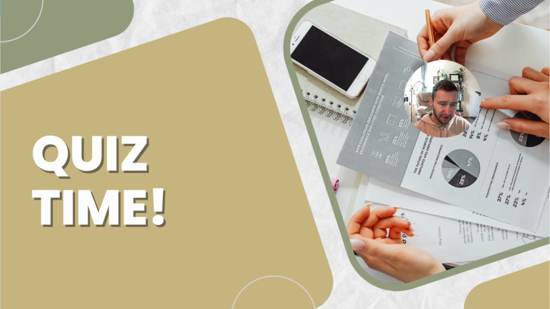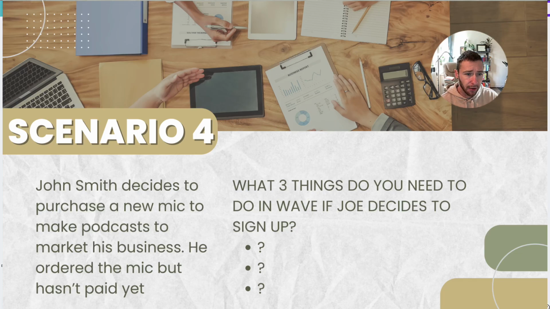Okay, so it's time for another quiz. So we just went over how to create bills, how to create vendors, and how to add products and services that your vendors provide. So in this scenario, John Smith decides to purchase a new mic to make podcasts to market his business. He ordered the mic, but he hasn't paid yet. What 3 things do you need to do in Wave by the time John pays for the mic?